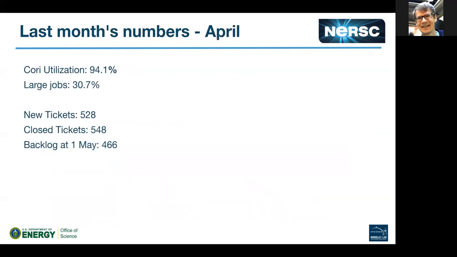Our utilization has continued to sit pleasantly high, up around 94%. And we have a large jobs metric, where we would like to see 25% or more of the system usage being spent on things that really can't be done elsewhere, really large scale stuff. We've seen that quite high for quite a while now on Cori. It's been sitting over 30% for at least the last year.